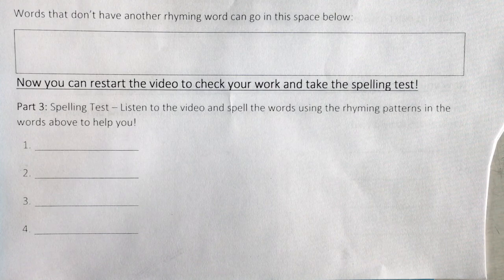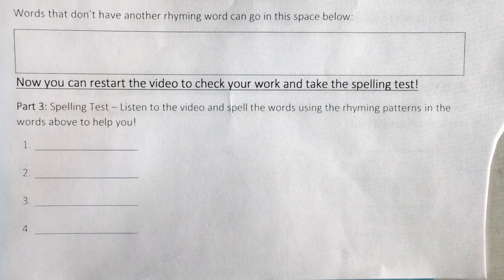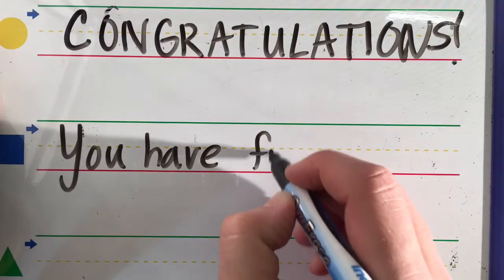Again, number 1 was spent. Number 2, vest. Number 3, plan. And number 4, scat.